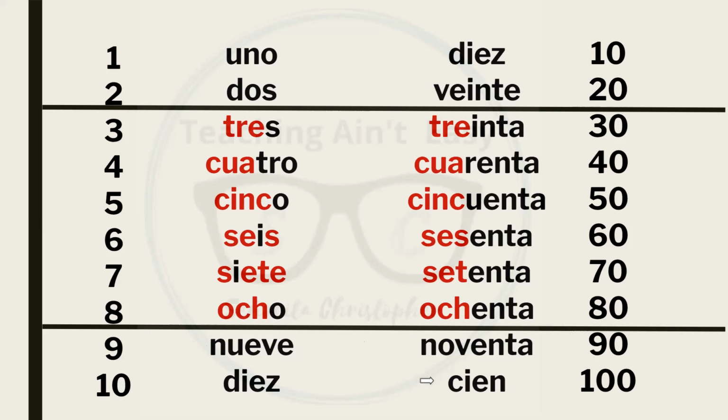And cien is also a unique number. So really, you just have to remember your numbers 1 through 10, and then you can recognize the pattern for the rest. And then there's also 90 and 100, which is noventa y cien.